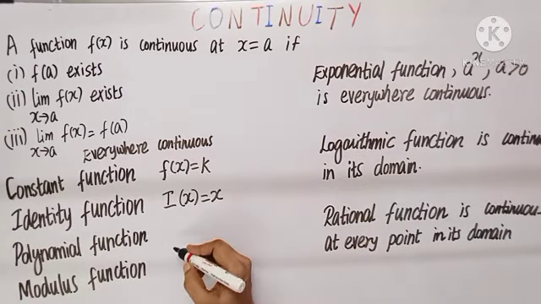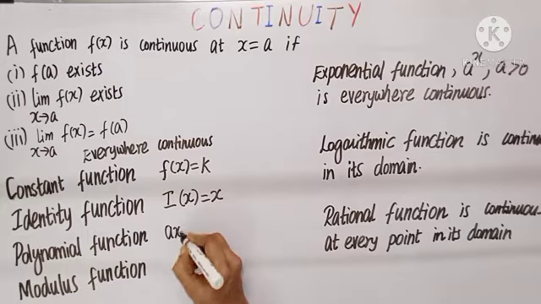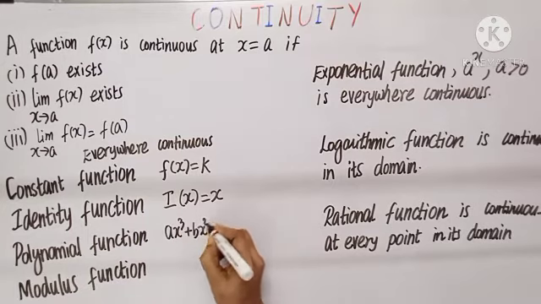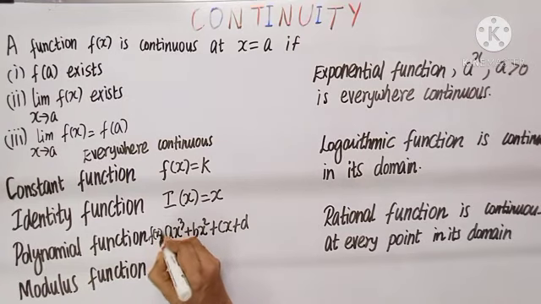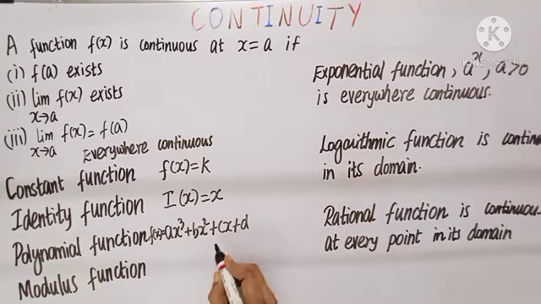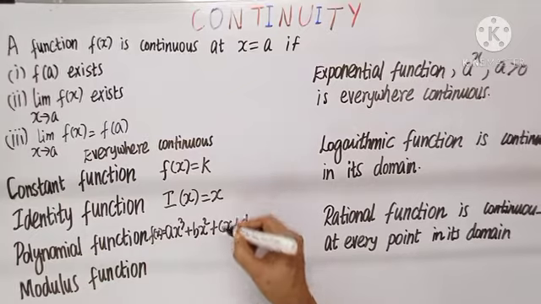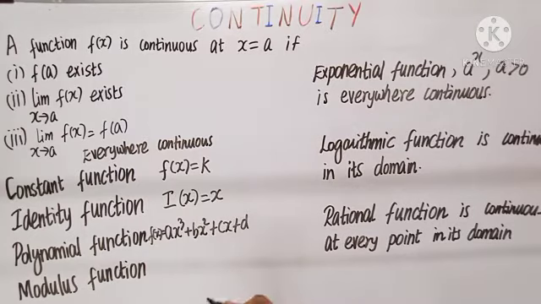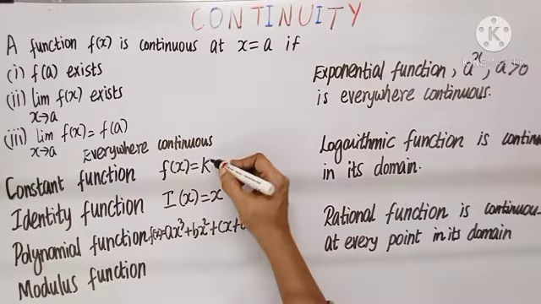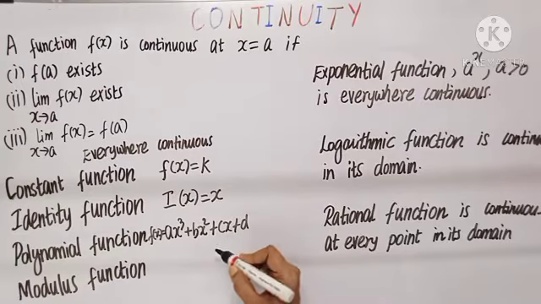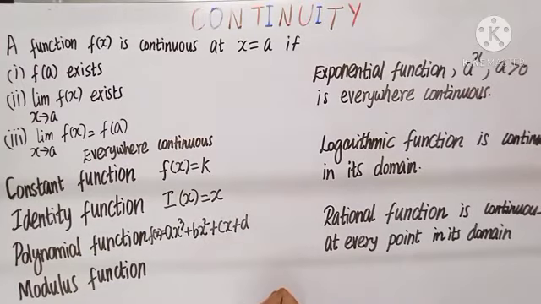Polynomial function, something like ax cube plus bx squared plus cx plus d. So f of x, there is no denominator. Notice, in all the cases, no denominator. So problems arise mainly when denominators come. In all these cases, we say everywhere continuous. That is, continuous in the real number system.